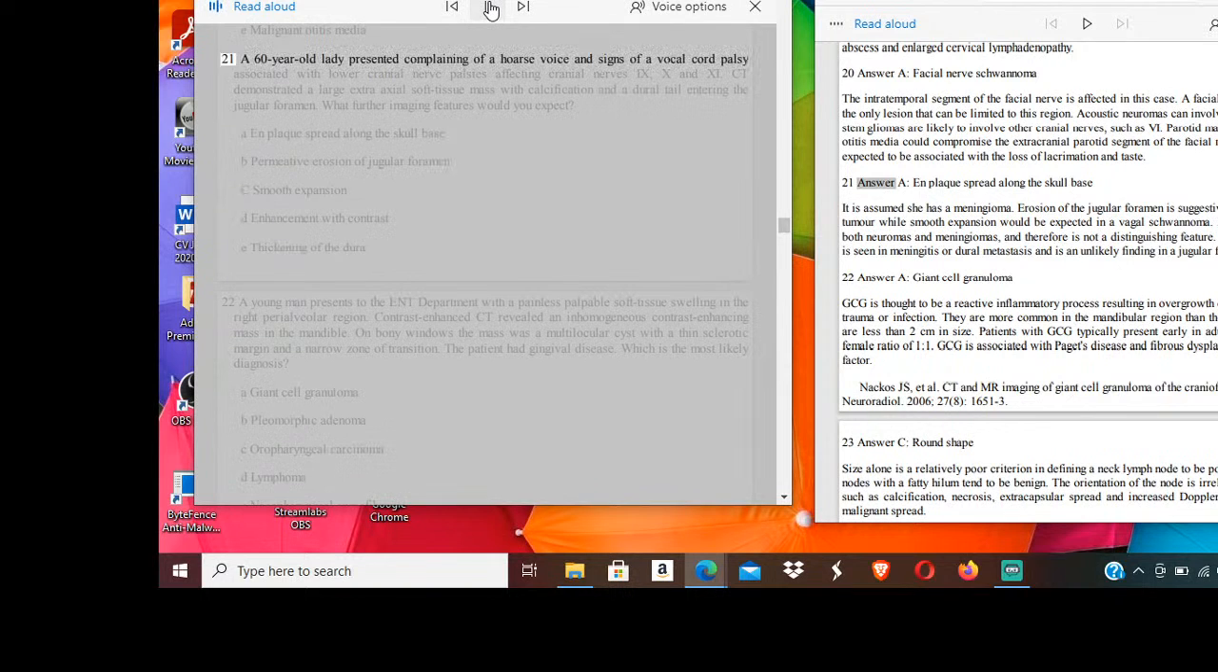Malignant otitis media. 21. A 60-year-old lady presented complaining of a hoarse voice and signs of a vocal cord palsy associated with lower cranial nerve palsies affecting cranial nerves 9, 10 and 11. CT demonstrated a large extra-axial soft tissue mass with calcification and a dural tail entering the jugular foramen. What further imaging features would you expect? A. En plaque spread along the skull base. B. Permeative erosion of jugular foramen. C. Smooth expansion. D. Enhancement with contrast. E. Thickening of the dura.